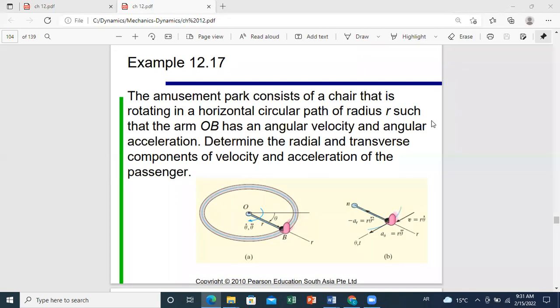In the first problem, we have, in the amusement park, a chair rotating in a horizontal circular path of radius r such that arm OB has an angular velocity and angular acceleration. Determine the radial and transverse components of velocity and acceleration of the passenger.